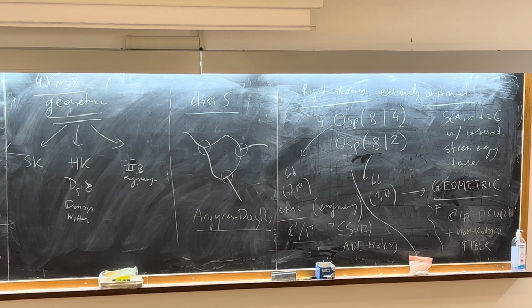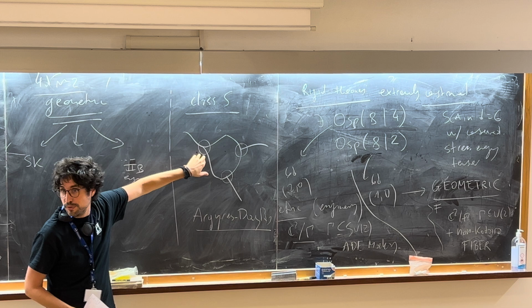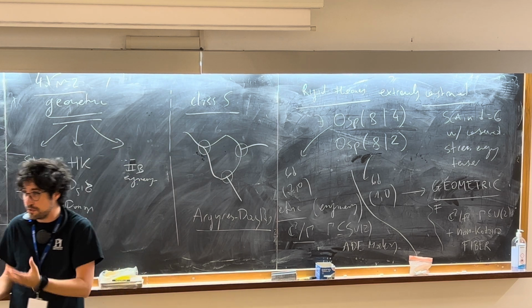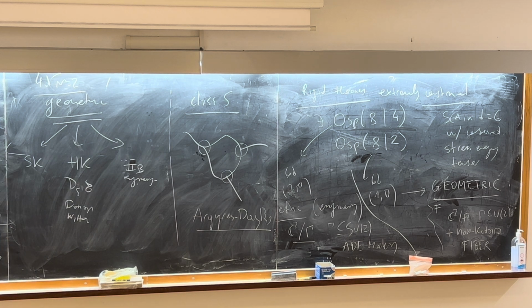In 6D, you get these linear quivers. In 4D, you get quivers that have trivalent vertices in general. But more or less, again, you have these topologies that can be used to classify theories, if that's your aim.